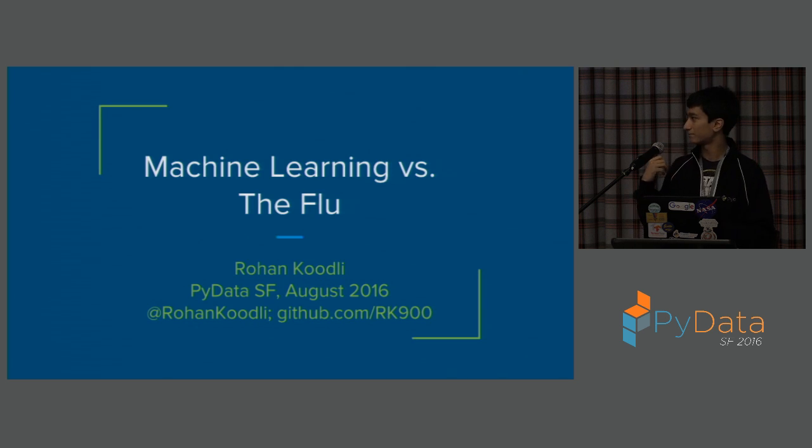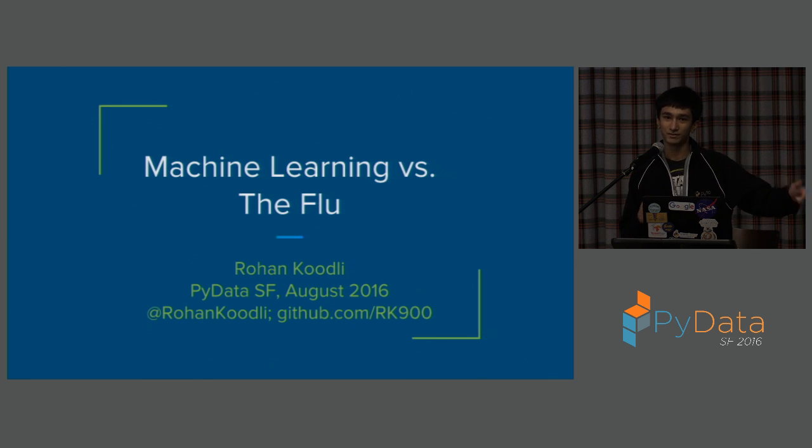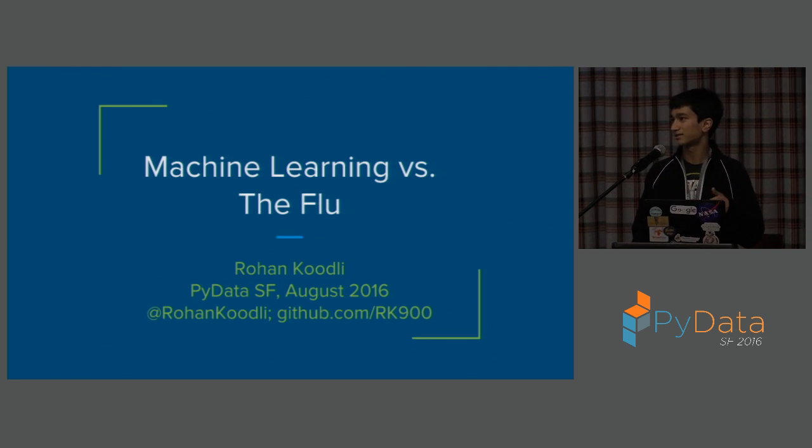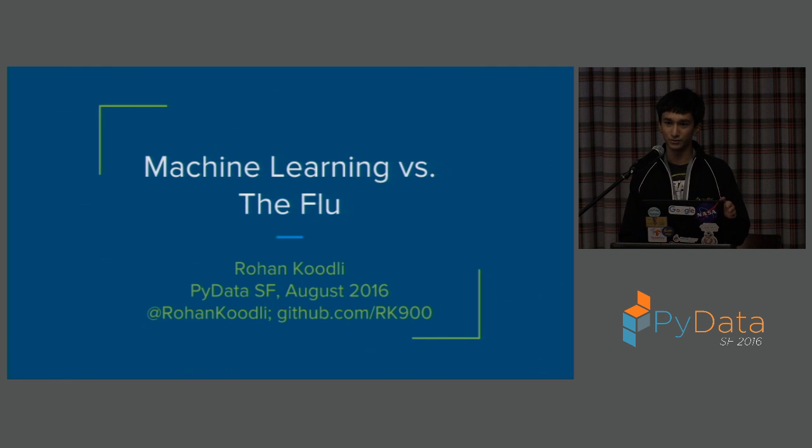So my talk is titled Machine Learning versus the Flu. My project is about using machine learning to try and predict how influenza virus strains will mutate in the coming years based on how they've mutated in previous years. And my talk will cover the process that I went through to do this project, as well as the libraries and the challenges that I faced getting there.